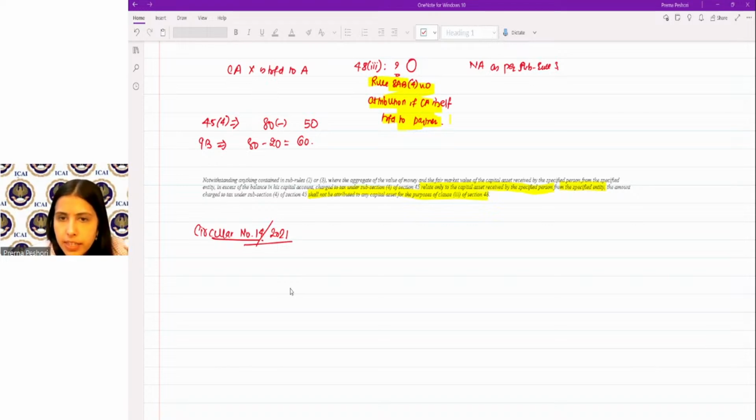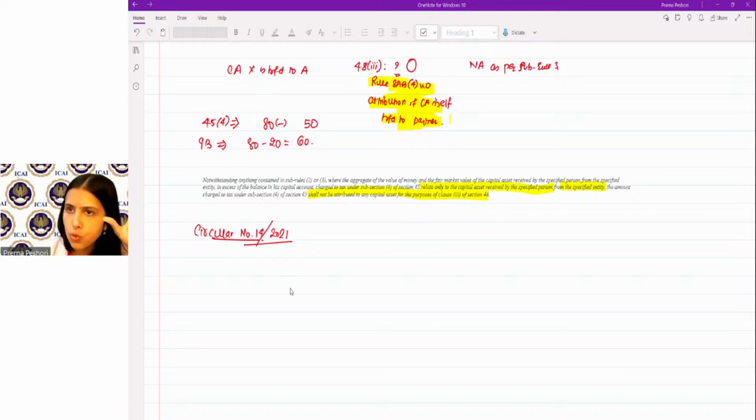What does it say? Under the circular, if you see, first thing they have clarified is that 48(3), which is there, is not removing the double taxation. So circular number 14 is providing for the alternative benefit. Then understand, let me elaborate. 48(3) is not avoiding double tax.